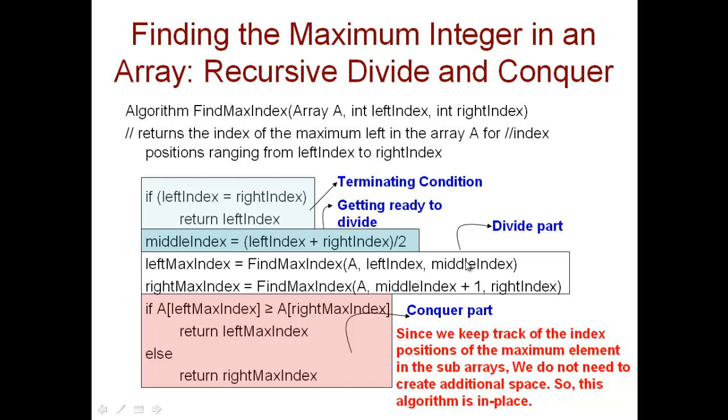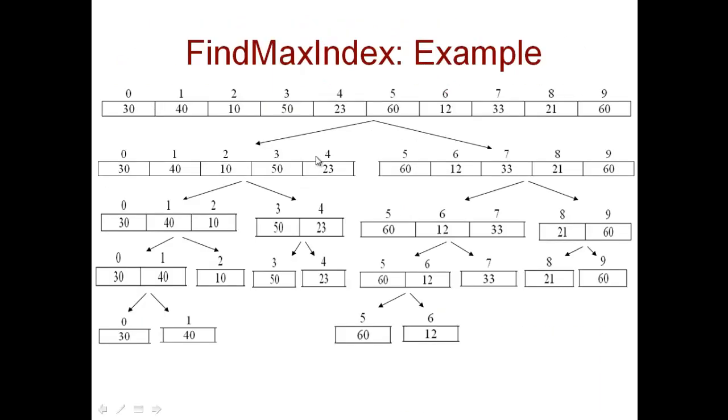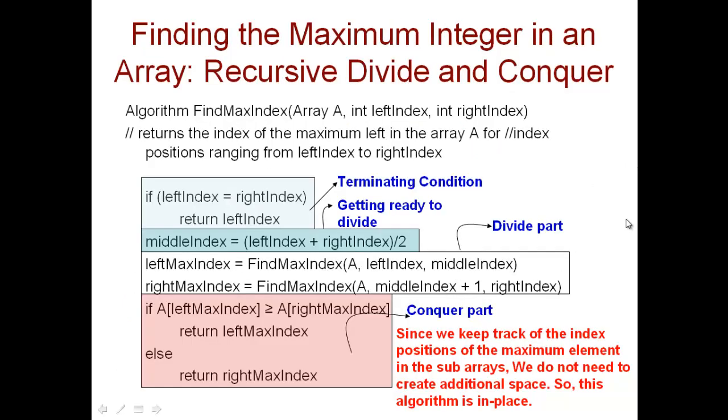That's one subproblem. By calling this recursive function like this, you are trying to find the index where the maximum element is within this range from left index to middle index. Similarly, you want to find the index where the maximum element is within the range starting from middle index plus 1 to right index. So that's what we are doing here.